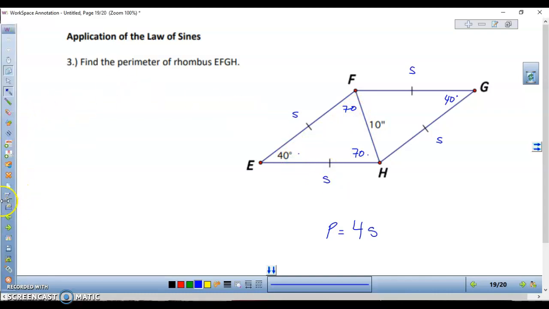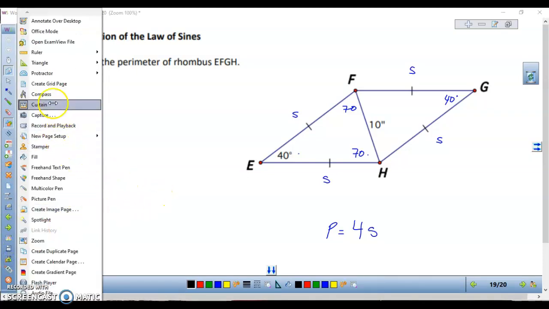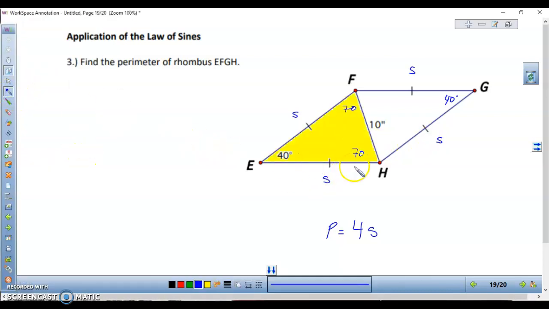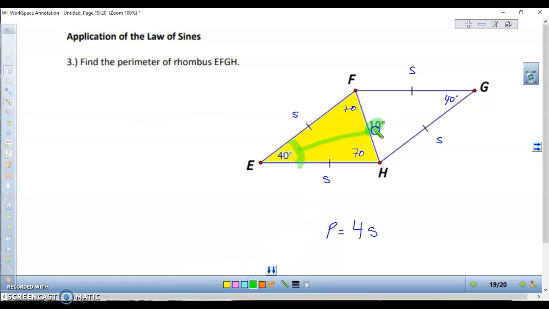So in this case, I'm going to use this non-right triangle, this oblique triangle, which I will highlight here or fill in if I can find that option. Where is it? There we go. All right, so I'm going to use this oblique triangle, and I'm going to use the law of sines. And the reason I'm going to use the law of sines is because you'll notice I'm given an angle, the side across from it.